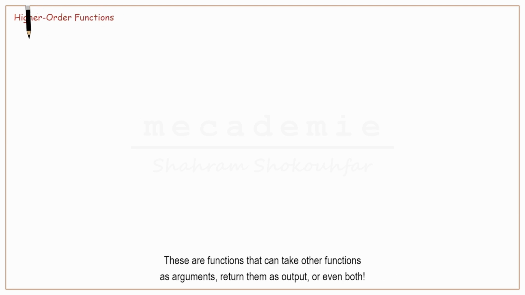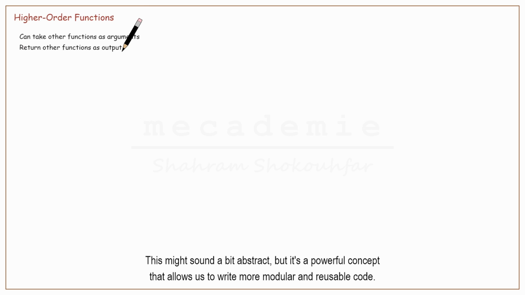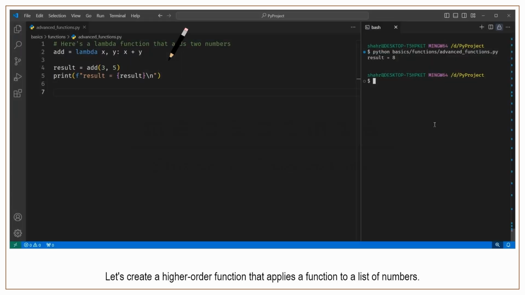Next up, we have higher order functions. These are functions that can take other functions as arguments, return them as output, or even both. This might sound a bit abstract, but it's a powerful concept that allows us to write more modular and reusable code. Let's create a higher order function that applies a function to a list of numbers.